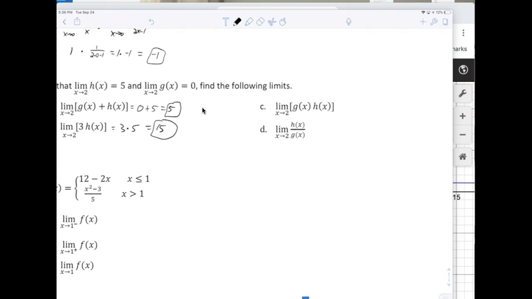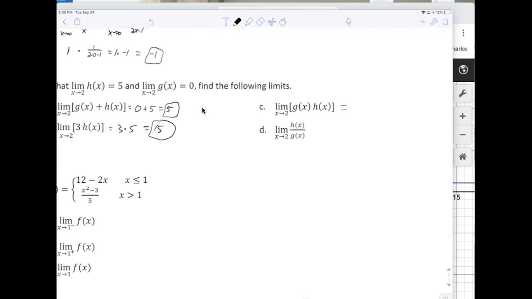If you try the product, you can do that just as easily. G is approaching 0, and h is approaching 5, and 0 times 5 is 0. But in part D, I'm going to use the property, this is the limit as x approaches 2 of h of x over the limit as x approaches 2 of g of x, which is 5 divided by 0. Now, I am not going to put an equal sign here because you can't be equal to 5 over 0 because that's undefined. So this does not exist.